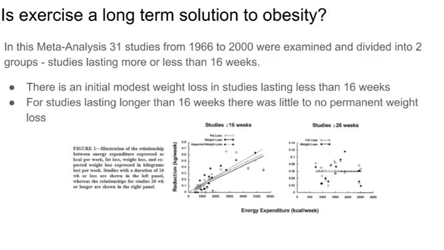Does exercise work for losing weight? What did the meta-analysis conclude? It concluded there's initial modest weight loss in studies lasting less than 16 weeks. So people are usually zealous, they get into it, and they lose some weight, but then their bodies start to compensate. And in long-term studies, there's little to no permanent weight loss. And you can see that it pretty much goes flatline in the longer studies. And we're going to talk about some of the longer studies here.